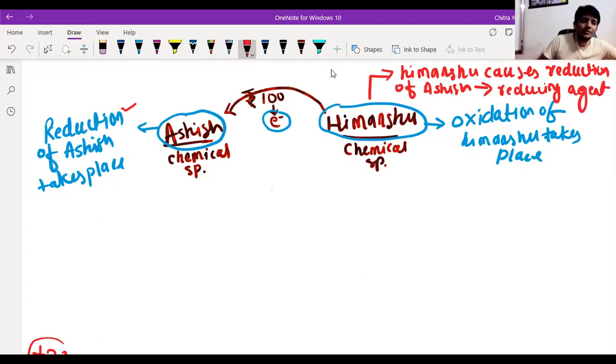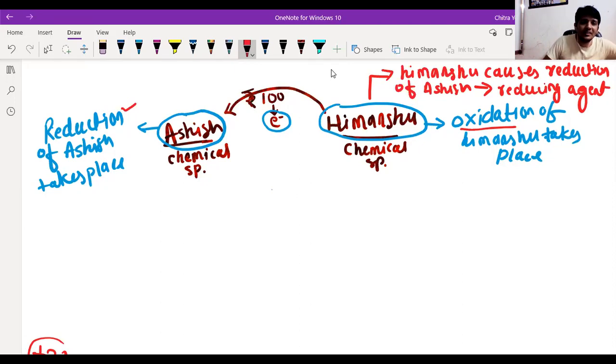Again, in case of Ashish, Ashish is getting reduced, but due to Ashish, Himanshu is getting oxidized. That means Ashish causes oxidation of Himanshu. That means we can say Ashish is acting as an oxidizing agent.